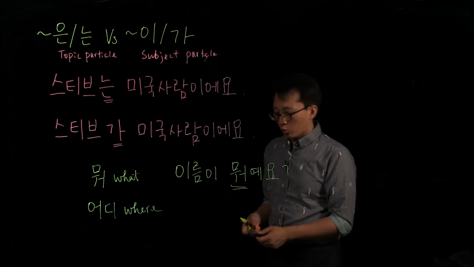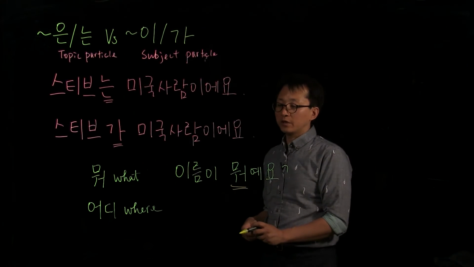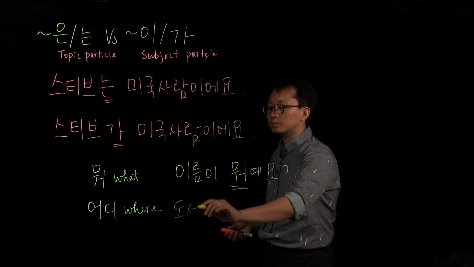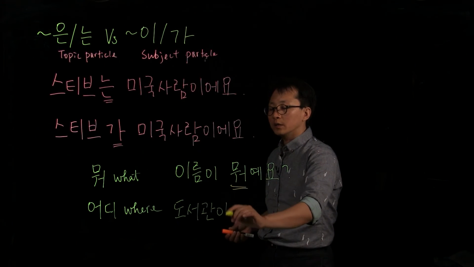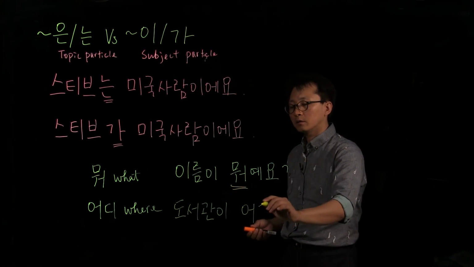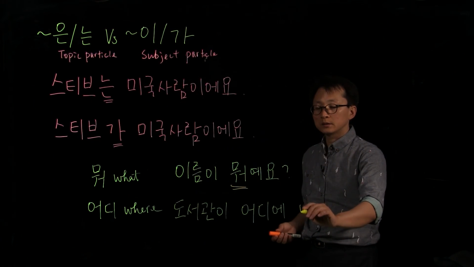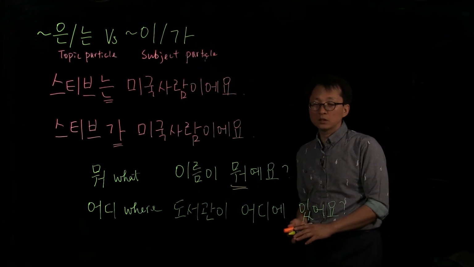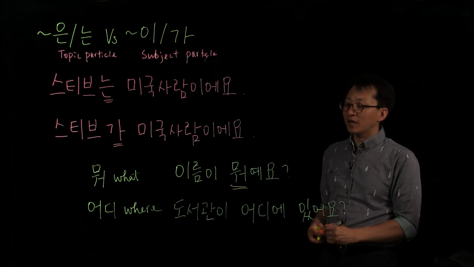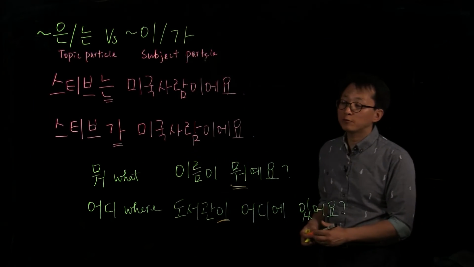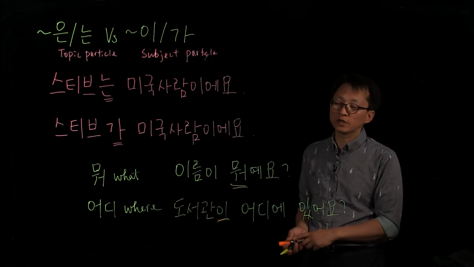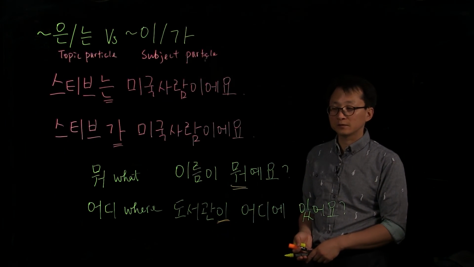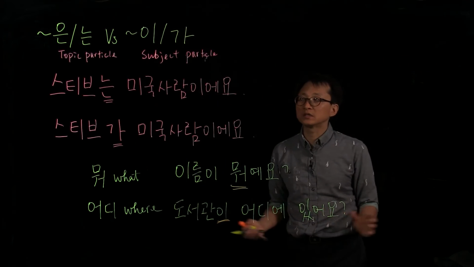And you want to know the location of the library. How do you ask the question? 도서관이 어디에 있어요? 도서관은 어디에 있어요? That is fine, but it is more common, if you just ask the location of the library, to say 도서관이 어디에 있어요? Well, like this.